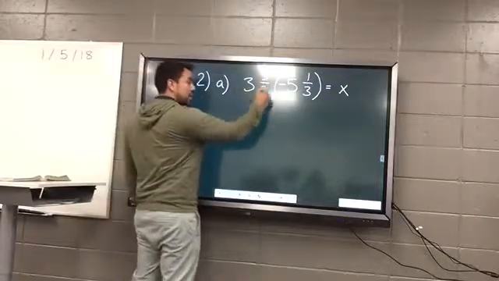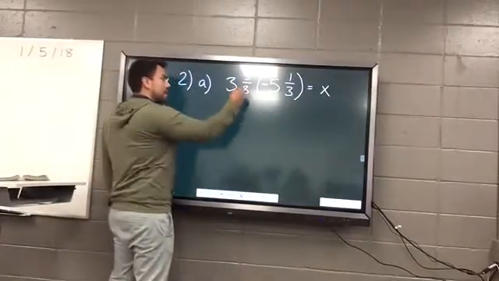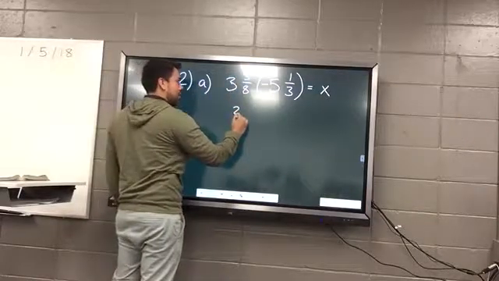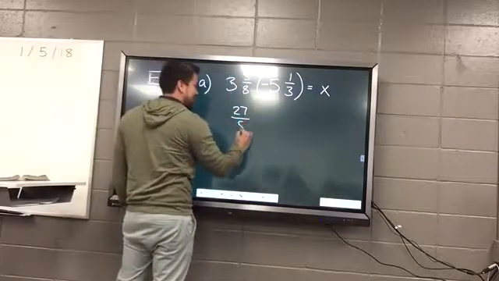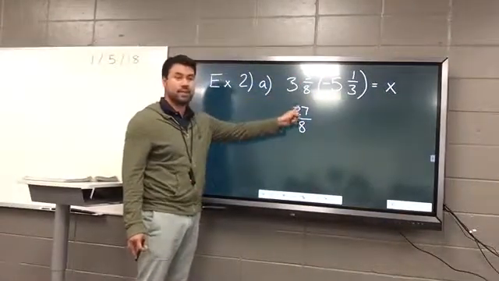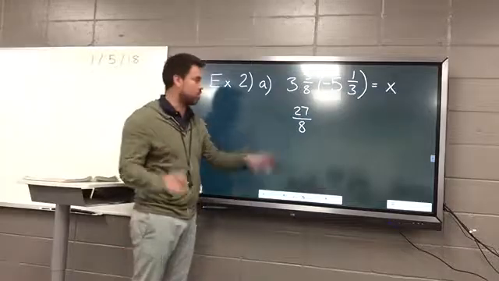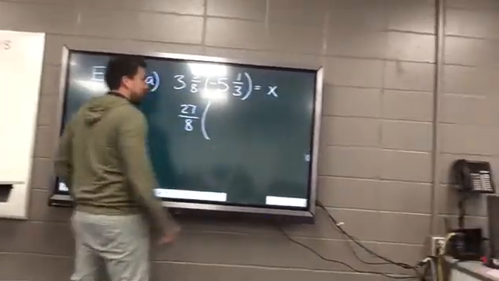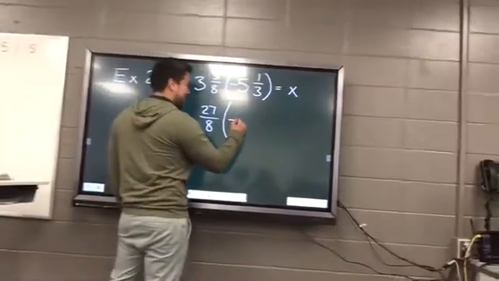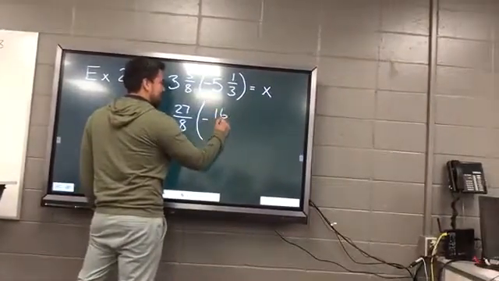So what would 3 3/8 be as an improper? Well, what's 8 times 3? 24. 24 plus 3? 27. 27, good. Sorry, I heard a couple things. 8 times 3 is 24, plus 3 is 27 over the common denominator. We're good with that. And what's negative 5 1/3 as an improper fraction? Go ahead. Negative 14 or 16.